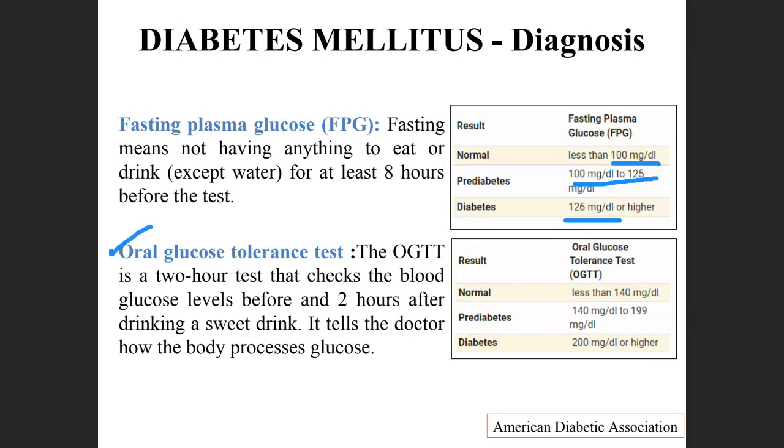Next, coming to the oral glucose tolerance test. In this, we see how the person's body is able to tolerate glucose. This is usually done by giving a person a sweet drink and then testing the blood glucose levels 2 hours after giving the sweet drink. So this shows how the body is able to process the glucose. Normal will be less than 140 mg, pre-diabetic 140 to 200, and diabetic more than 200 mg. These levels are derived from the American Diabetes Association.